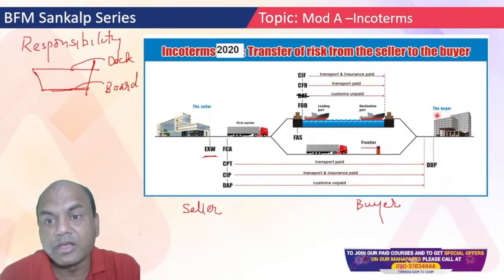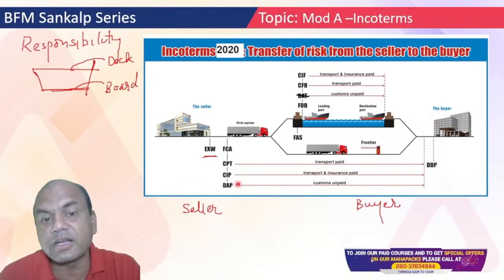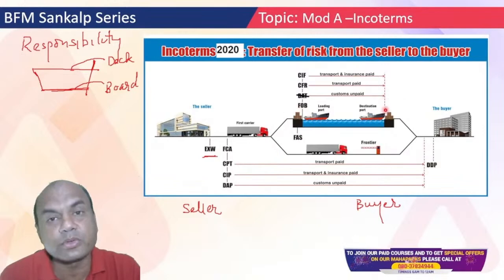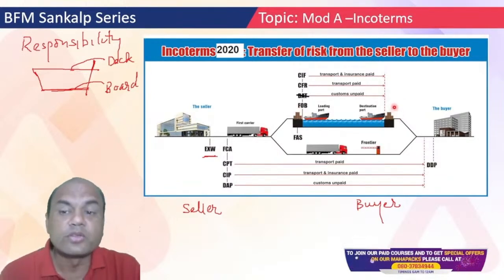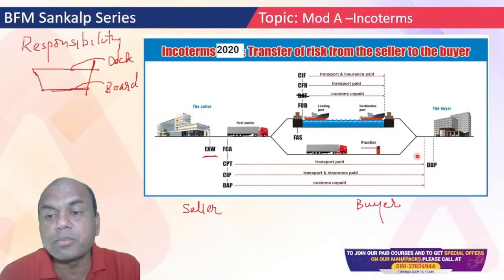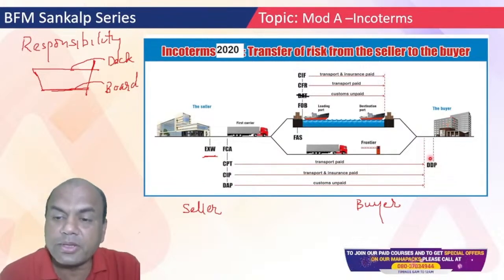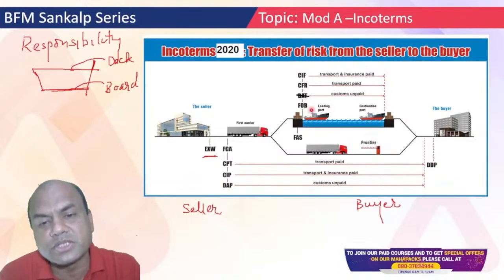So in DAP, remember delivery at place. Here it is decided who will pay the customs duty at the export side and who will pay the customs duty at the import side. Both things are decided. And DDP, delivery duty paid. This is the best Incoterm for the buyer. DAP and DDP are applicable to ship as well as road, rail, air or anything.